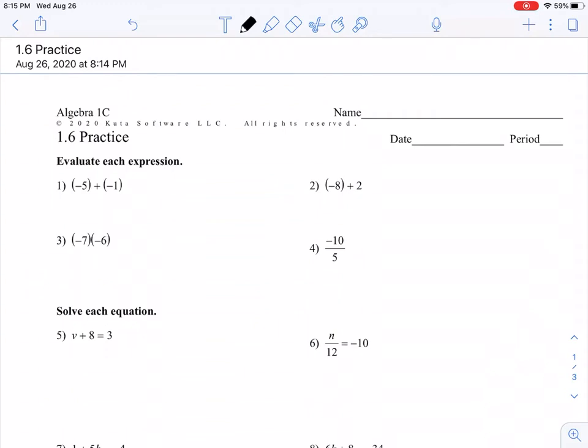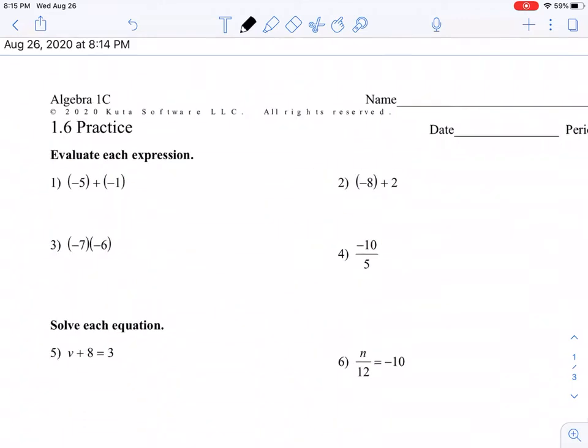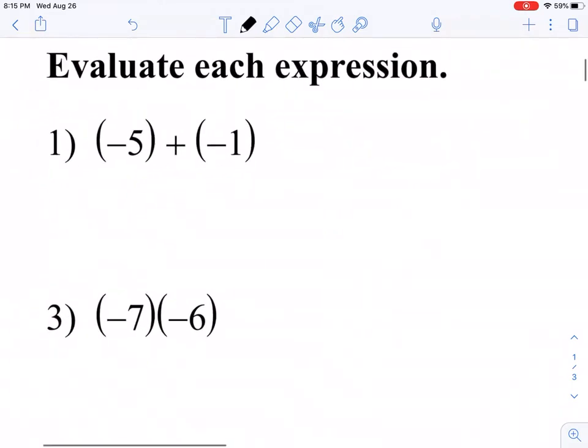1.6 practice. We're going to begin with some warm-up integers, as we always do, and then we'll be looking at graphing systems of equations. So, when we are solving inequalities, we're going to check to see what the sign of each term is. In this case, we have a -5 and a -1. Those signs are the same. When we have the same sign, we will add 5 plus 1 to make 6 and keep the sign.